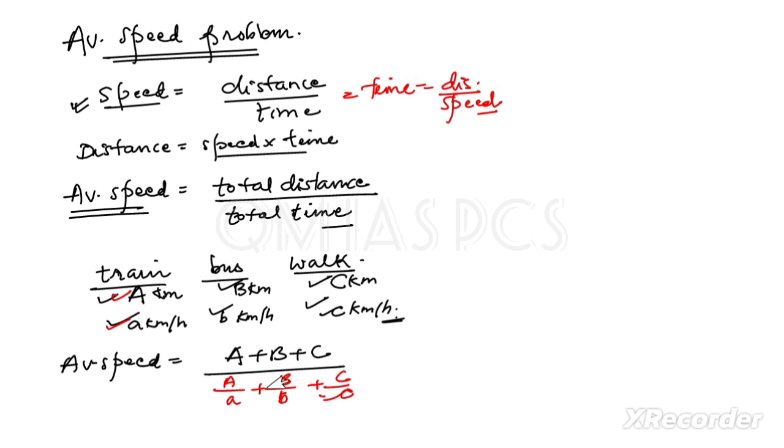So we will get the time for all modes of travel. If you add everything, it will be a plus b plus c, the total distance, divided by the total time. It will be the average speed of that scenario, right? If you understand this one, we will move to the numerical part. So okay, let's do some questions.